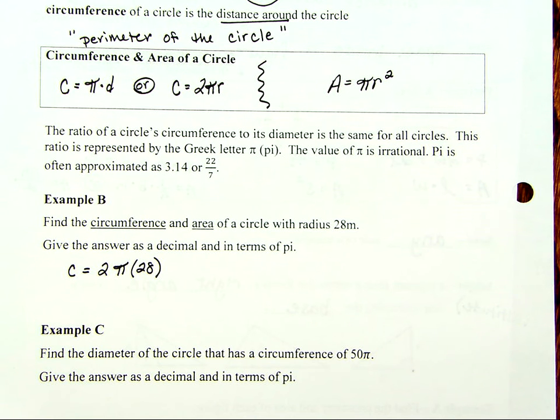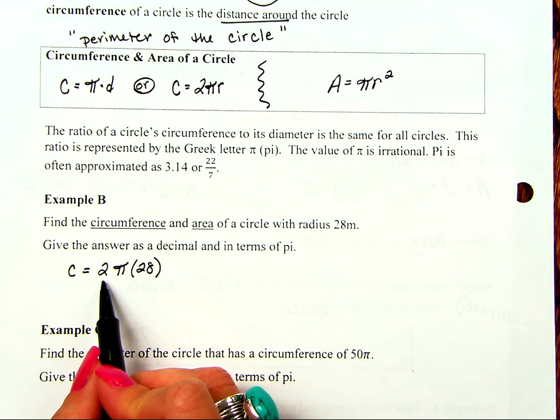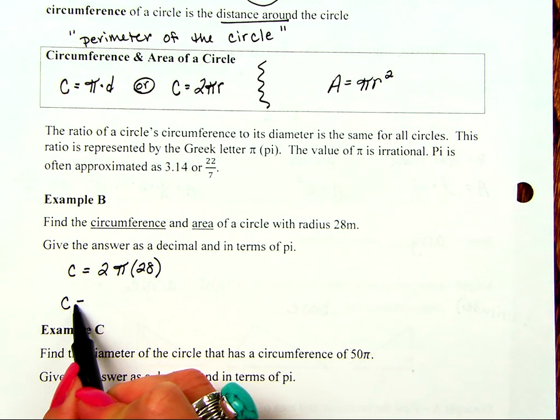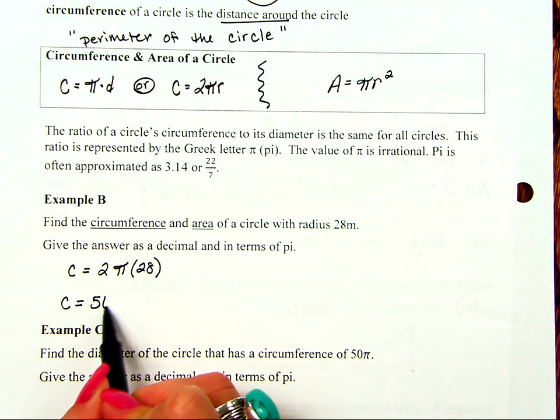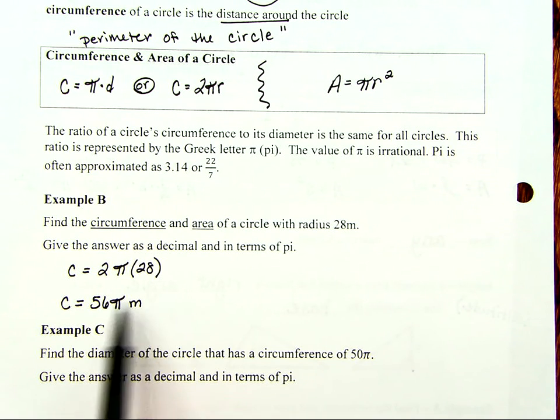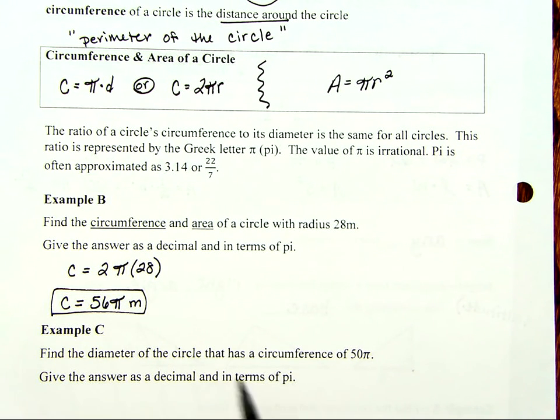An answer given in terms of pi is considered exact. What happens there is you just simplify the number part of it, but you don't multiply it by pi. So I'm going to multiply the 2 and the 28. In terms of pi, I would give this answer as 56 pi meters. That would be considered an exact answer.